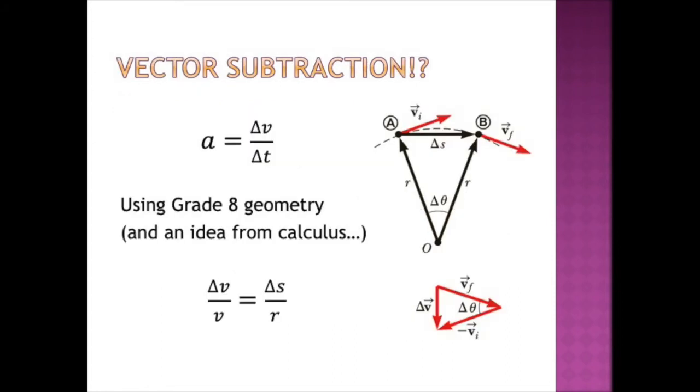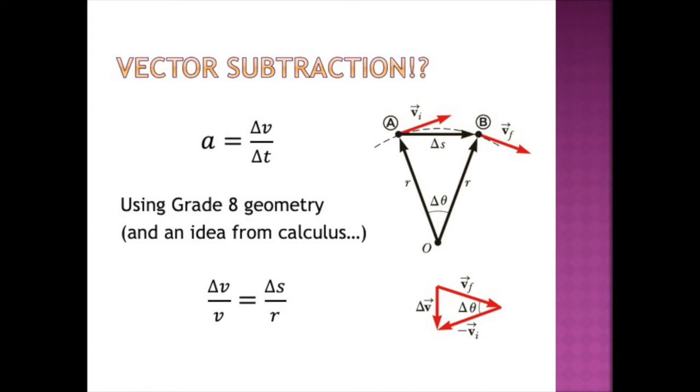Now, from here, we have to do a little bit of geometry and a little bit of an idea from calculus. The first thing about geometry is to recognize that we have a triangle that is actually isosceles, in that the two sides are the radius of the circle, and the distance in between point A and point B is, we're just going to call it, delta S.